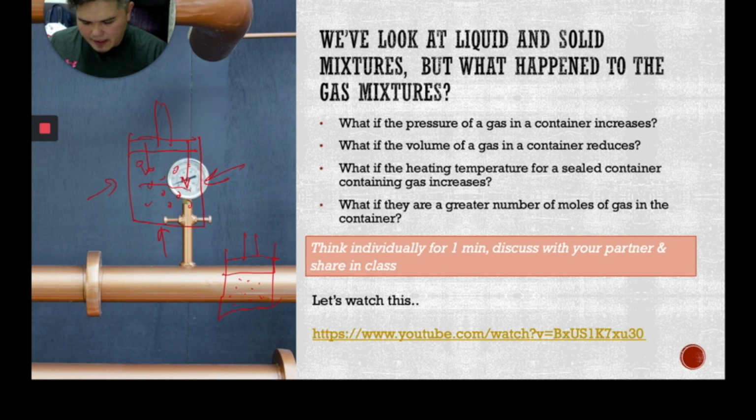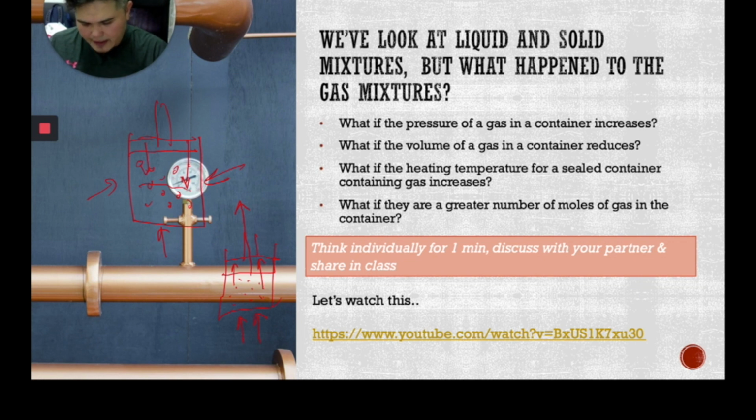What if the temperature of a sealed container containing gas increases? For example, if there is some heating provided, what will happen? The volume of the gas will expand, so this piston will push upwards, and the molecules are much more free to travel and hit the container wall. So they become more active.